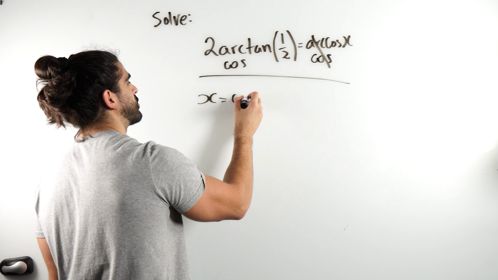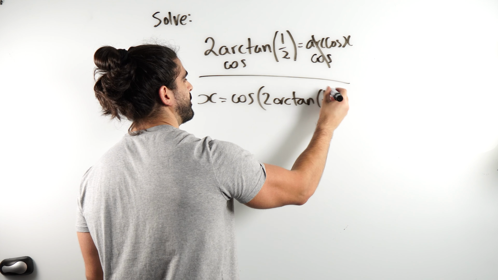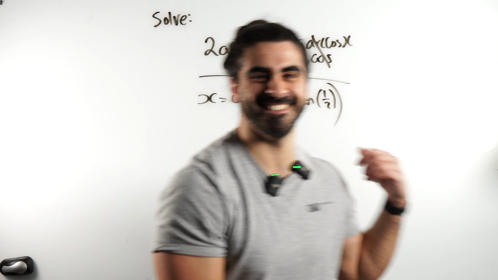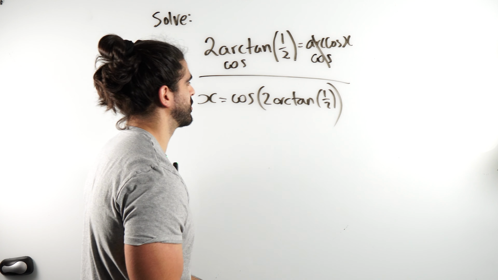X is cos of 2 arc tan of 1/2, and then we can leave it like that. Just joking. Anyway, find what x actually is.